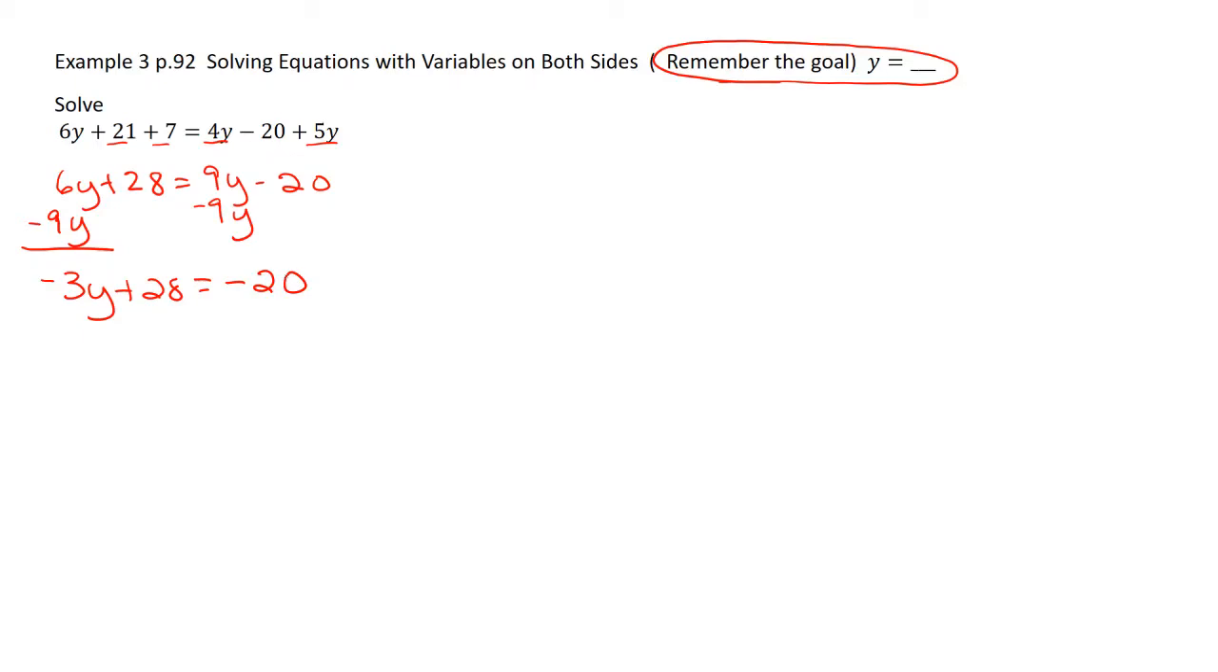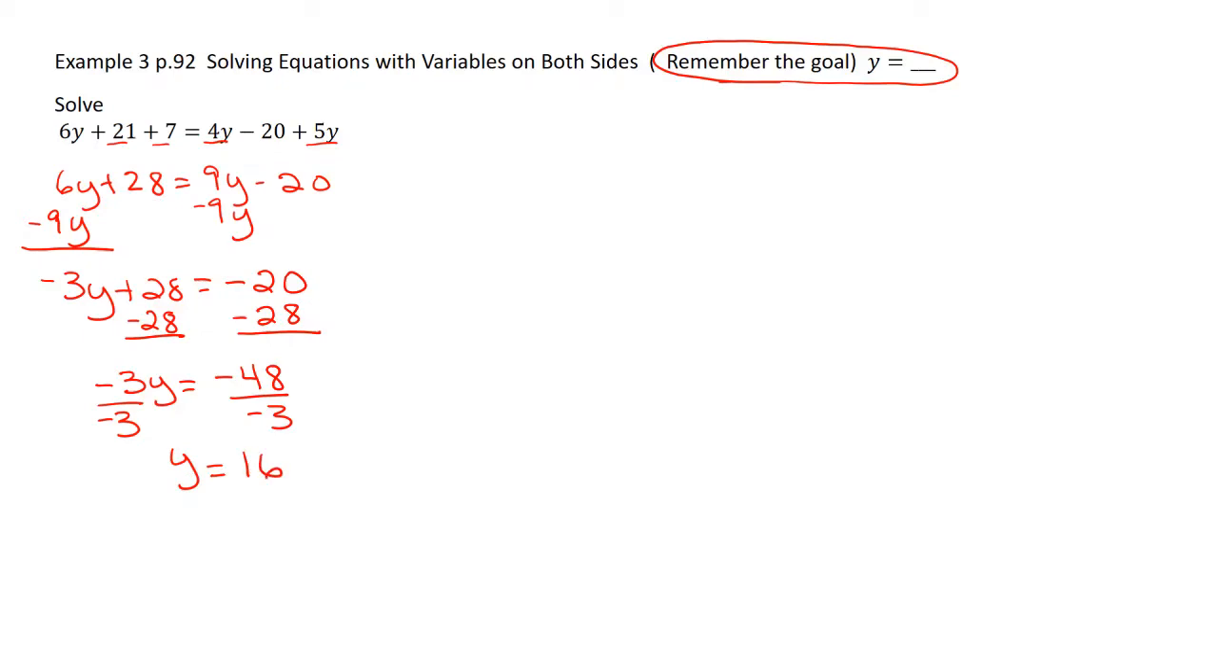So we have all of our y's on one side, but our y's are added. We have a 28 added to it, and we want to get rid of that. So let's subtract 28 from that side and subtract 28 from this side. So that leaves us with negative 3y equals negative 48. All right. Now again, I don't quite have my y by itself. I have a negative 3 multiplied by it, so I'm going to divide both sides by negative 3. And I get y equals positive 16.